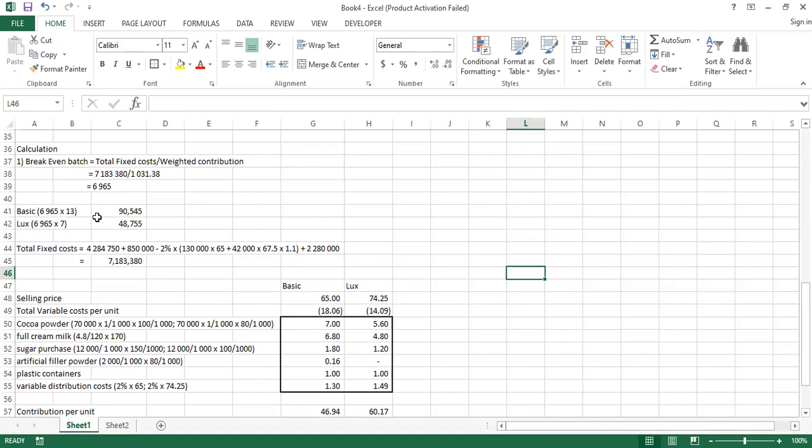So in future, we are going to be looking at some of the other uses of this marginal costing system. We're going to be looking at some of the uses as far as decision making is concerned.